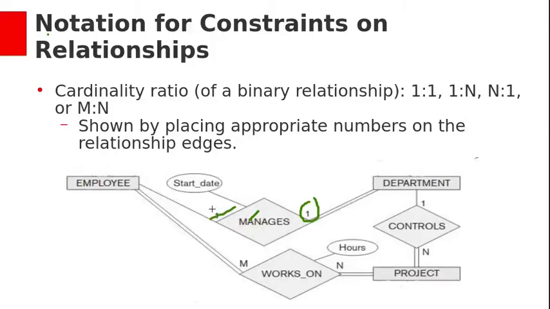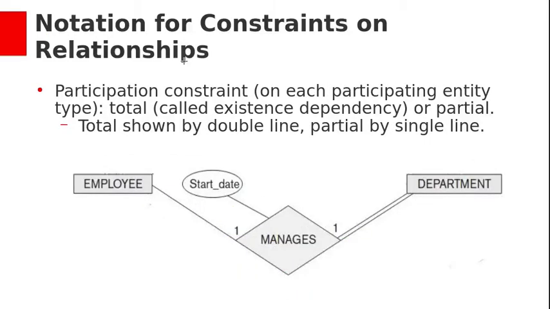So it is specified as 1:1. See, this relationship type works on. Its cardinality ratio is m:n because an employee can work on several projects and a project can have several employees. Let's see notations for participation constraints.